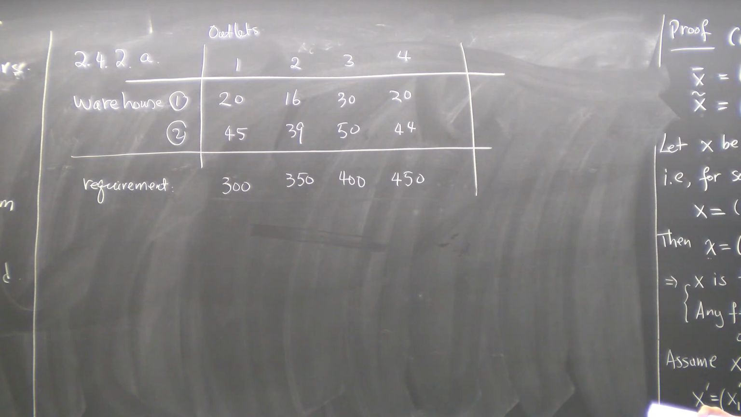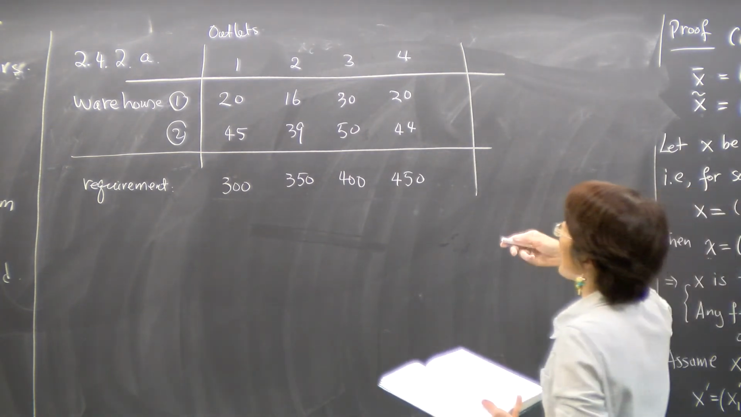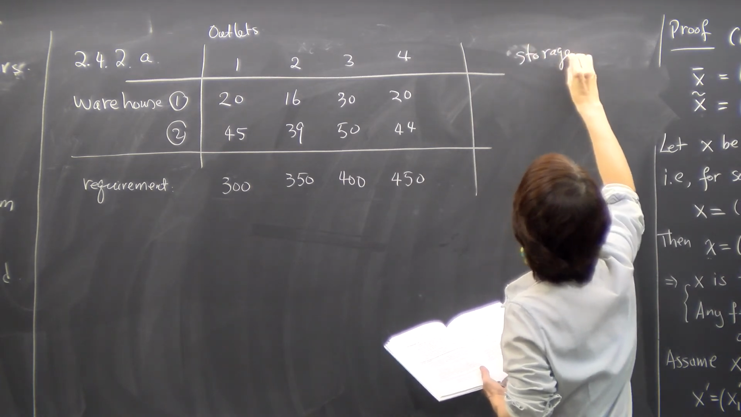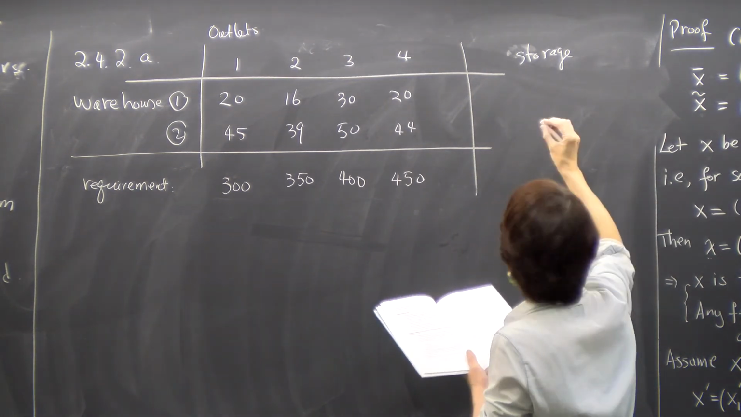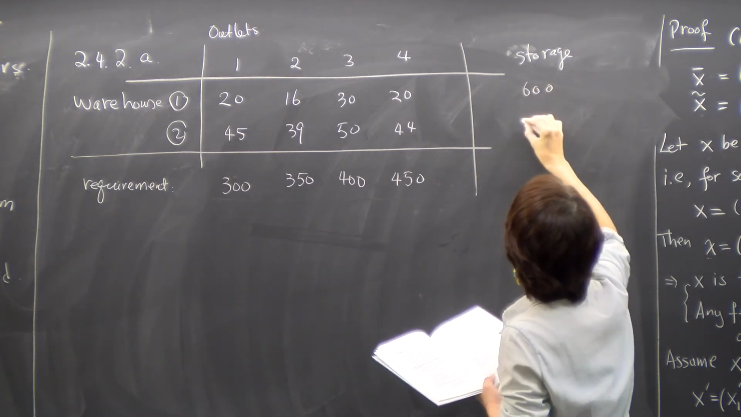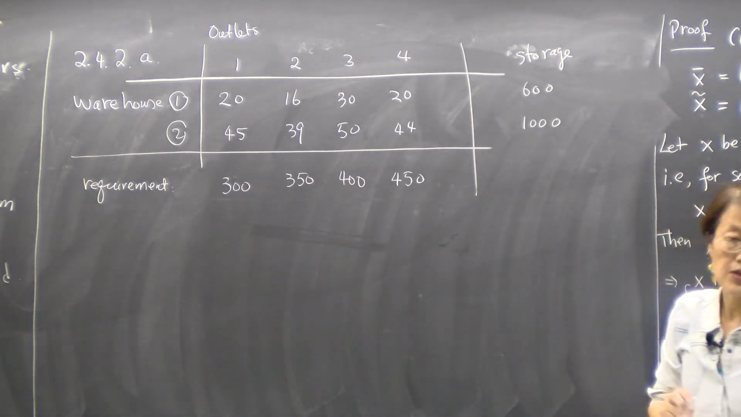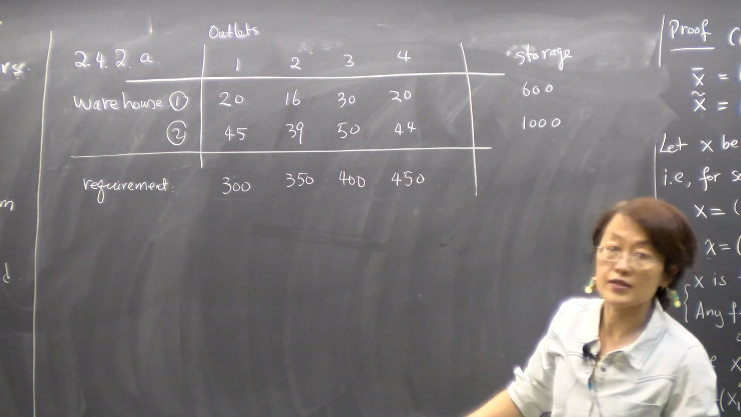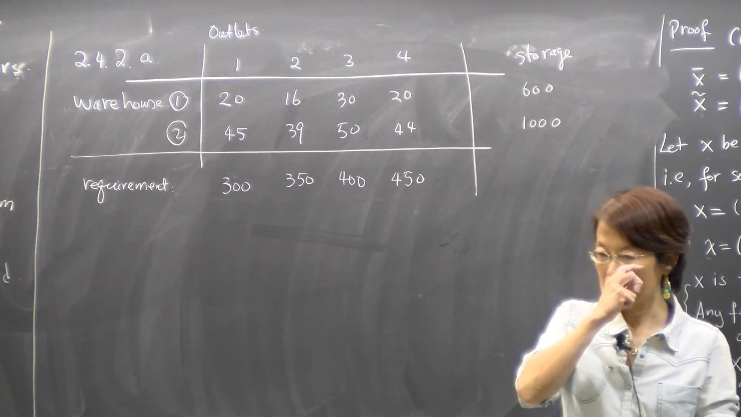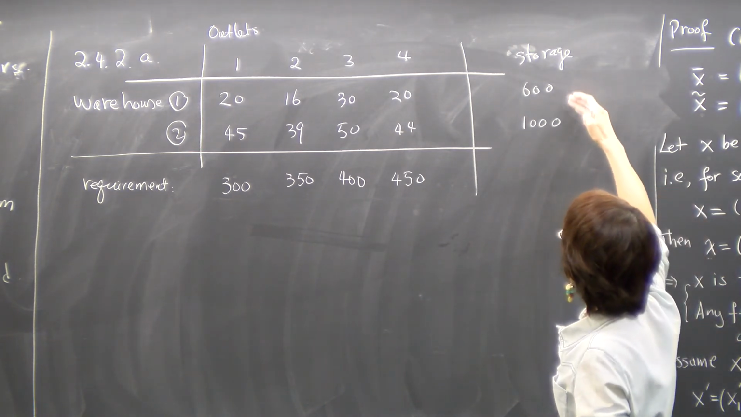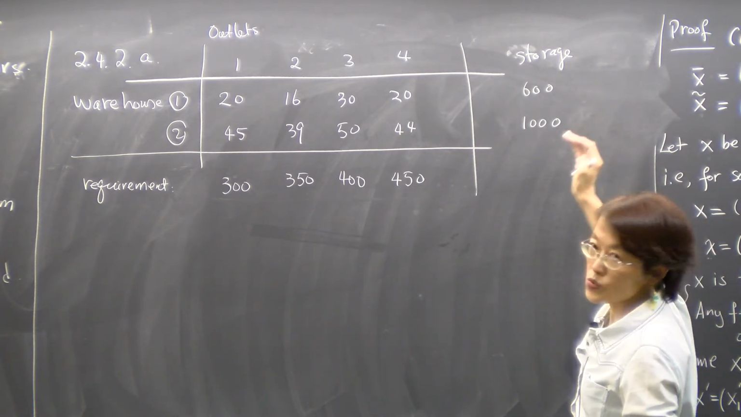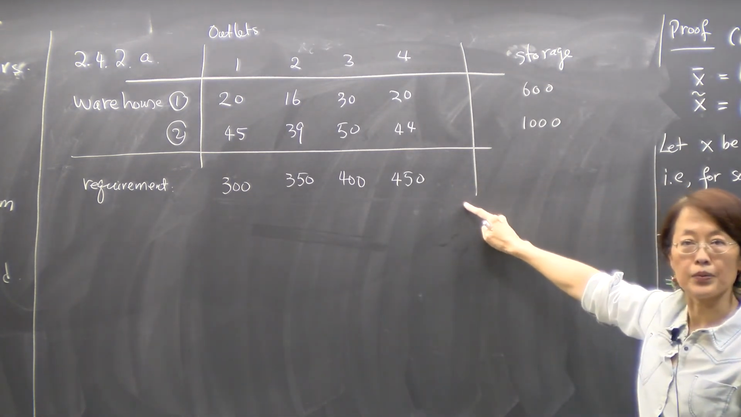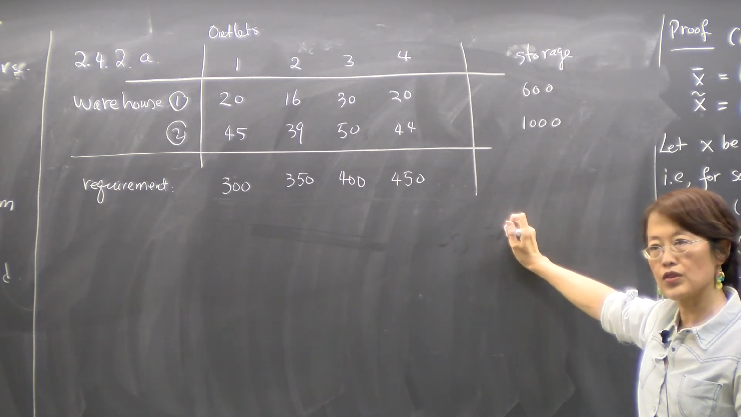So each warehouse has some cases stored. So storage. Okay, so for the first warehouse in the problem, it says it has 600, and second warehouse has 1,000. And you want to ship those to 4 outlets. If the number's exact, and these need to be all shipped, if that's what you require, then you add these up. It must equal what you add these up, right? And right now you see it's not the same.